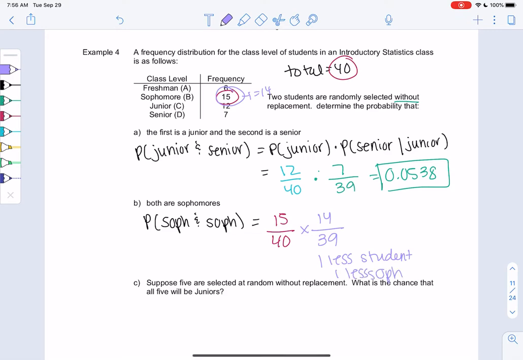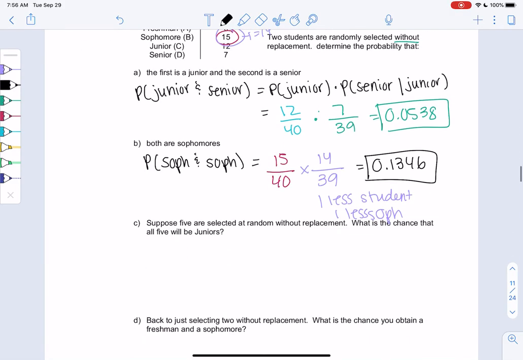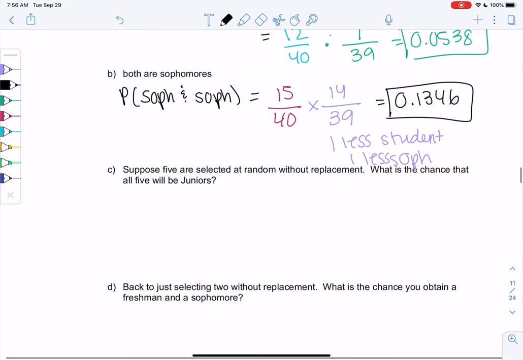And so just go ahead and multiply those again. So 15 over 40 times 14 over 39. And I got 0.1346. Hopefully this is starting to make sense. I know the formula itself is confusing, which is why I don't use the formula. We just use it for when we're doing these like events back to back.